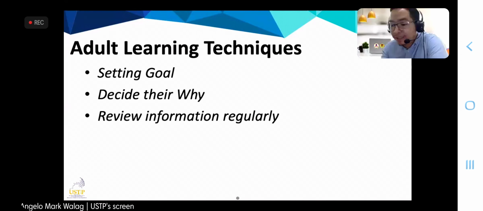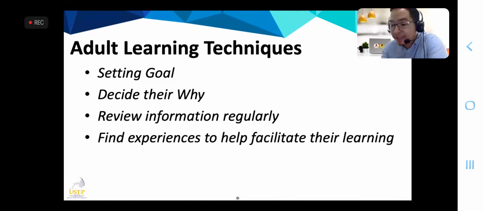If it's possible to embed the learning activities with their day-to-day life, then that would be better. So for example, you're teaching business math.